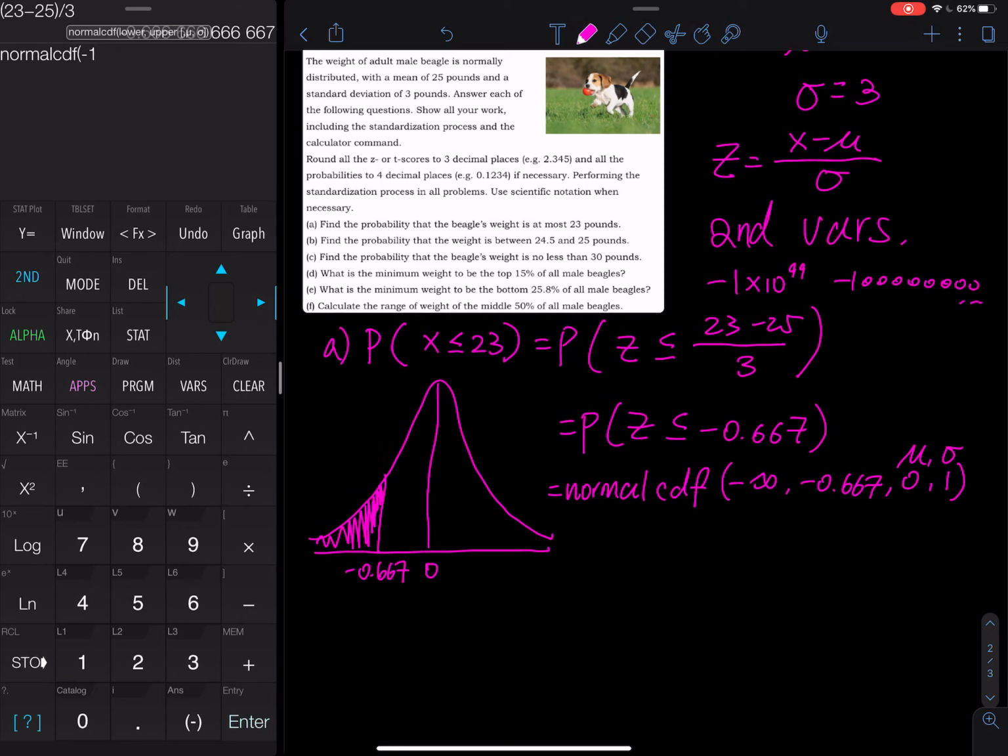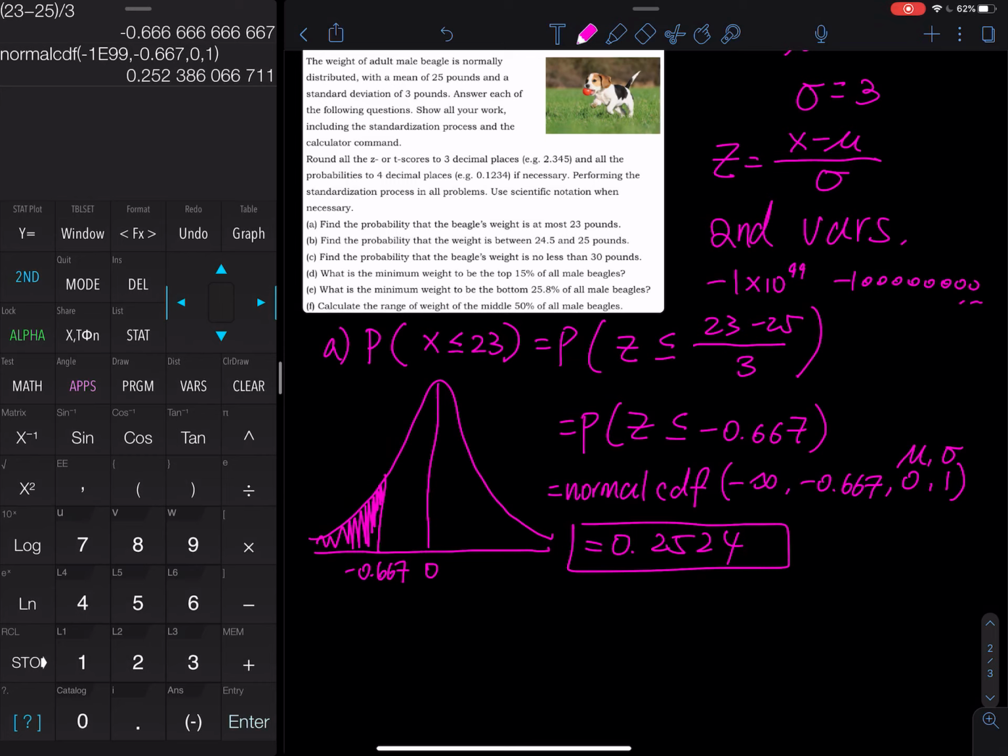All right. So to type the base 10, we have to type second and then you type the comma key. You see the E, right? Second comma, and then you type 99. And then negative 0.667, again negative, not minus, don't use the minus key, and then 0, and then 1. So that gives you the probability 0.2524.